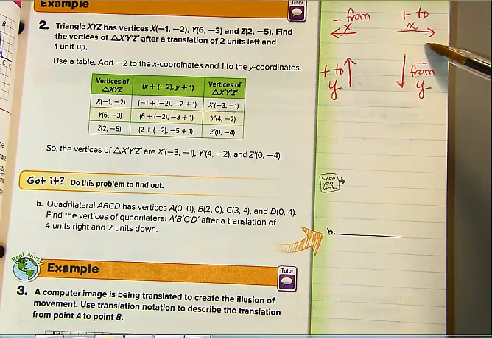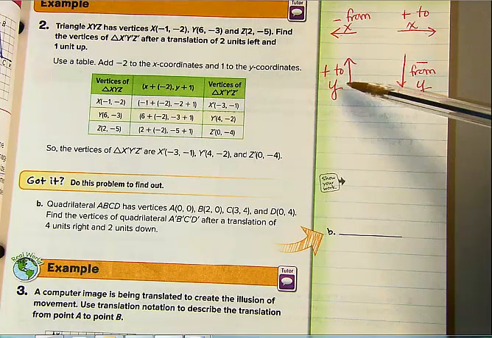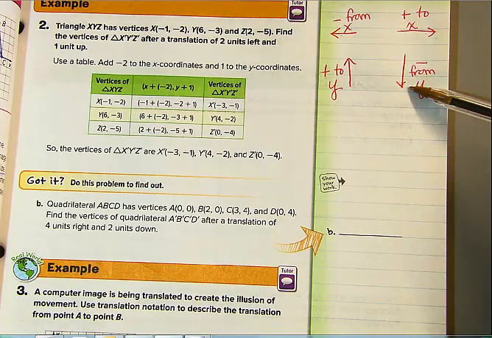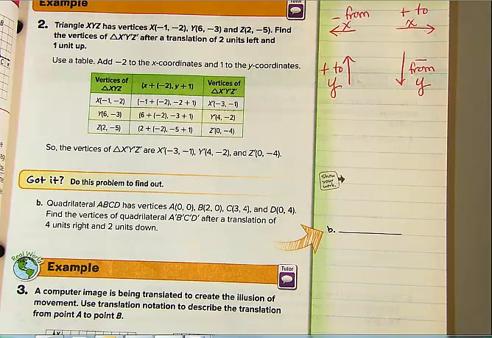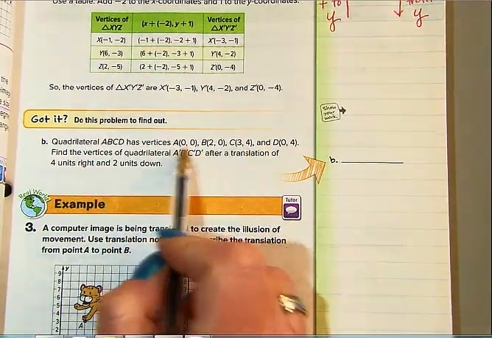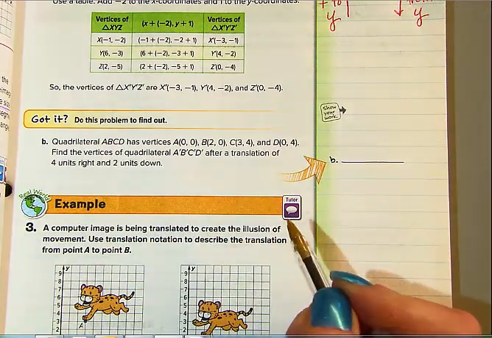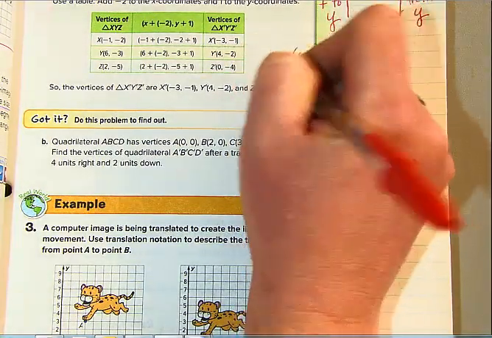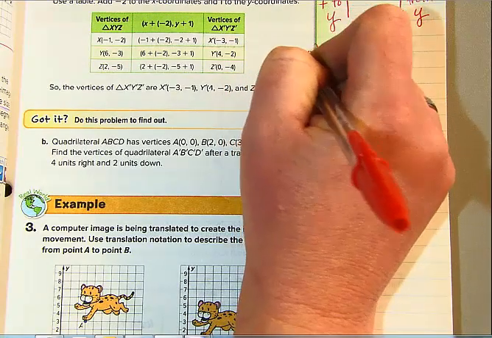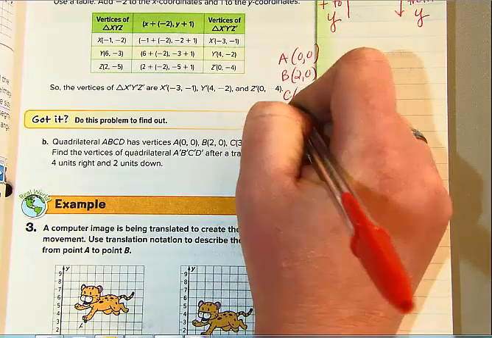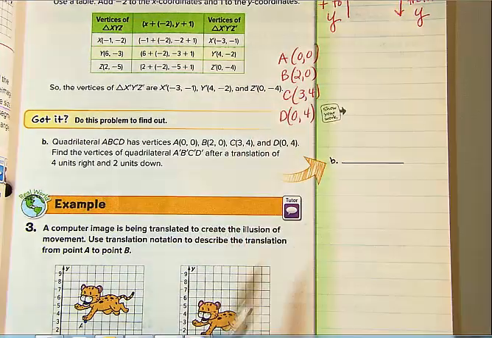Okay, so left, I subtract from x. Right, I add to x. Up, I add to y. Down, I subtract from y. So let's look at this one. I have 4 coordinates. I have A, B, C, and D. Okay? My original A is at 0, 0. My original B is at 2, 0. My original C is at 3, 4. And my original D is at 0, 4. So those are my original coordinates.